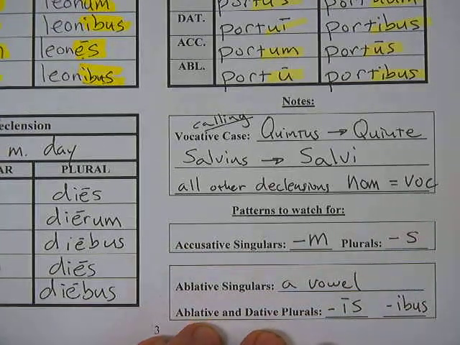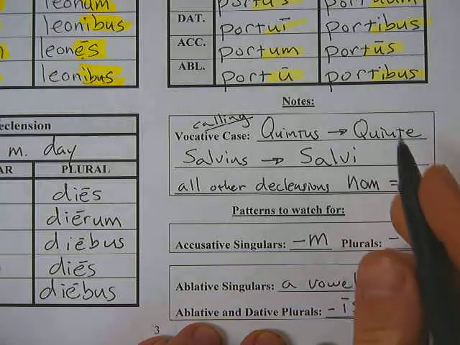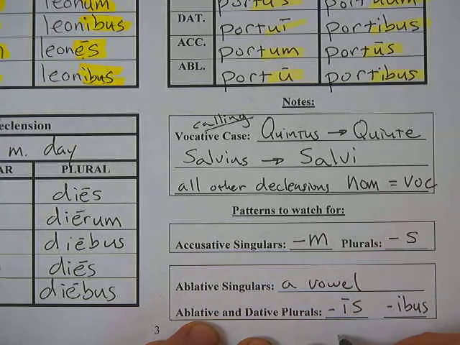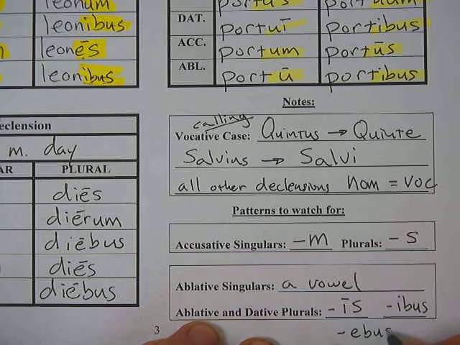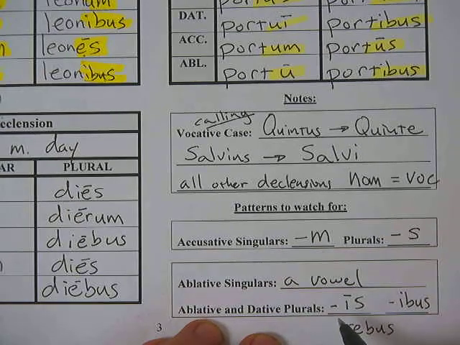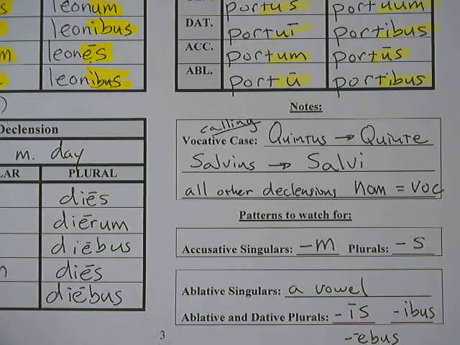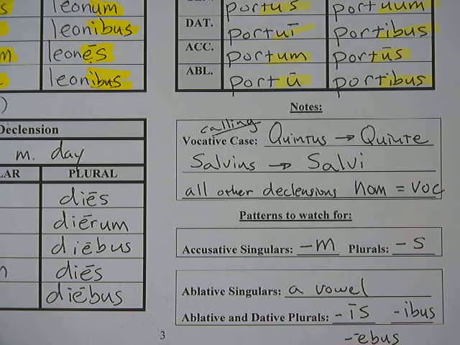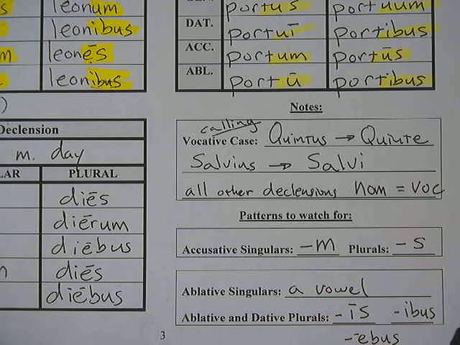Ablative and dative plurals always end in either is if it's first or second declension, or ibus if it's third or fourth, and then the fifth is ebus, almost like ibus, but with that one vowel different. So you'll notice that dative and ablative plurals always end in these, and they're always the same in their declension. And that's it.